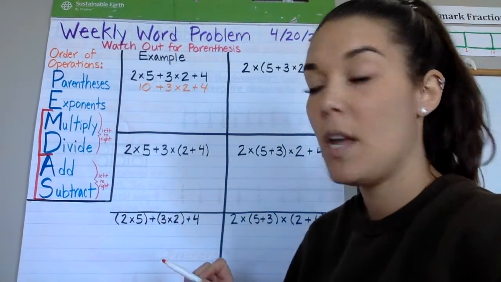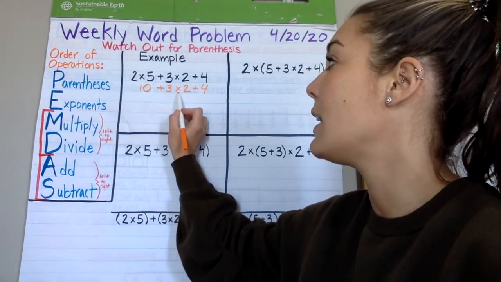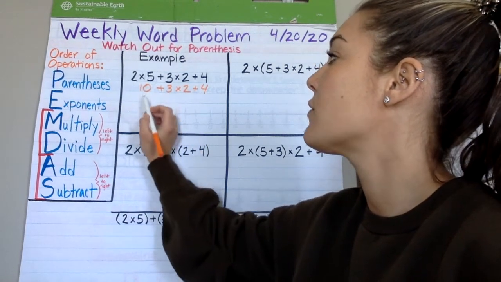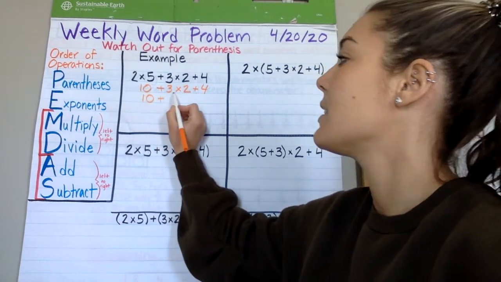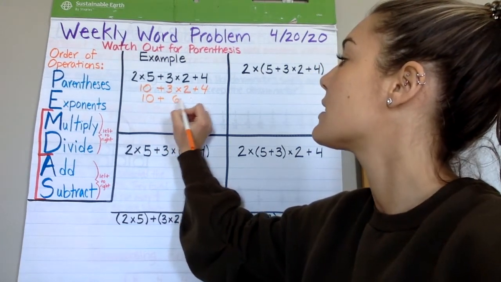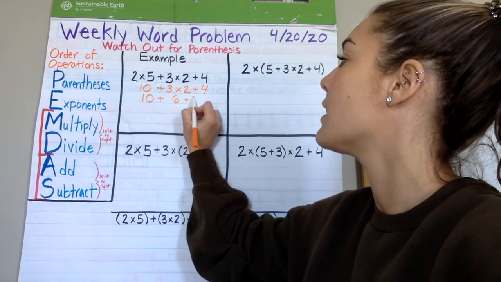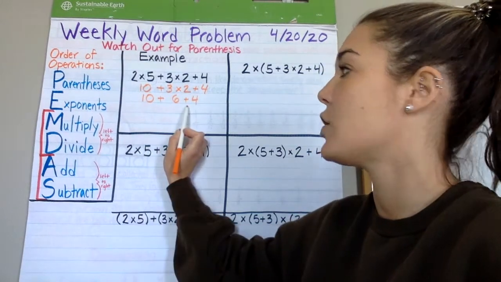Now we're going to continue. Is there any more multiplication or division? Yep, right here. It doesn't involve this first part yet, so I'm just going to rewrite that and keep it the same. Plus, now I'm going to multiply. 3 times 2 is 6. Then I write the remaining part of the expression. Do I have any more multiplication or division?